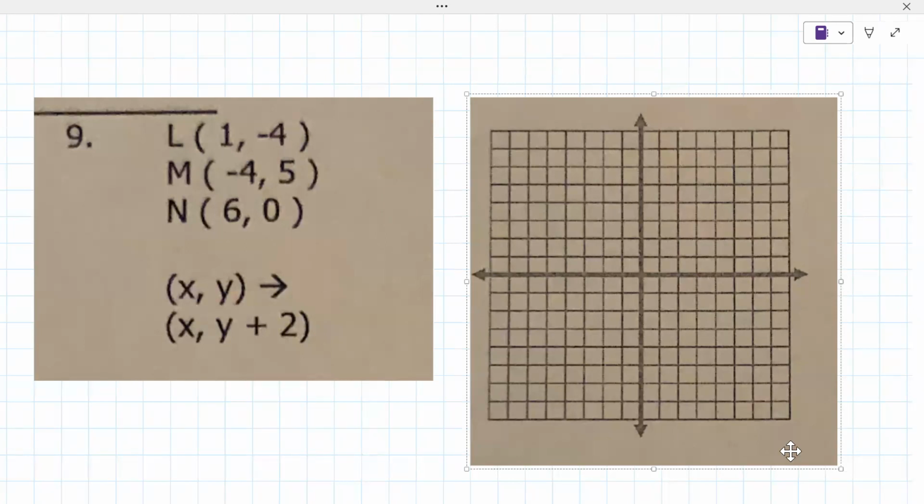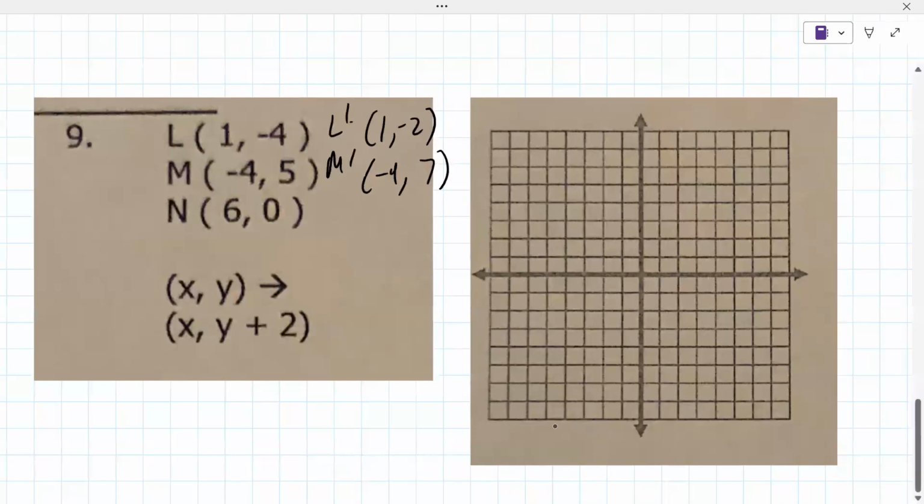Okay, so L prime is 1, -2, M is -4, -7, and N... you said... did you mean -7? Oh yeah, -7. But you're adding 5 + 2, +7. And then 6, 2. Good. Okay. Go ahead and graph those.